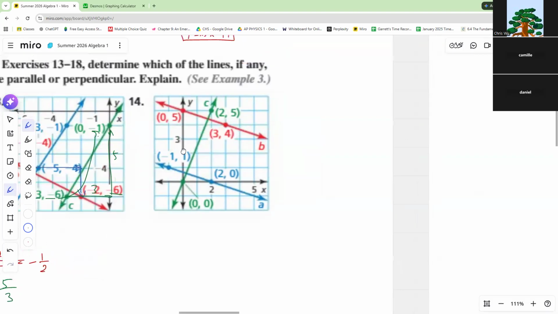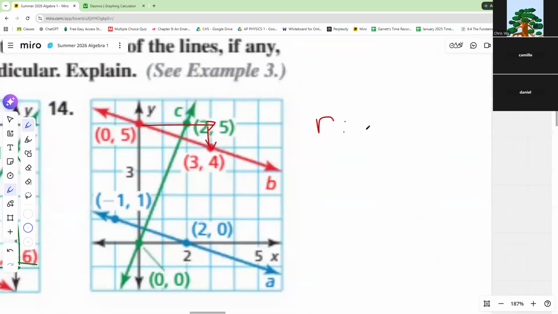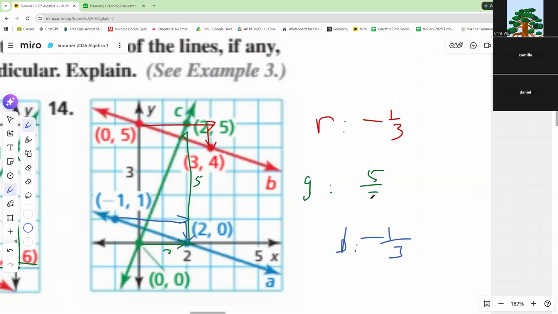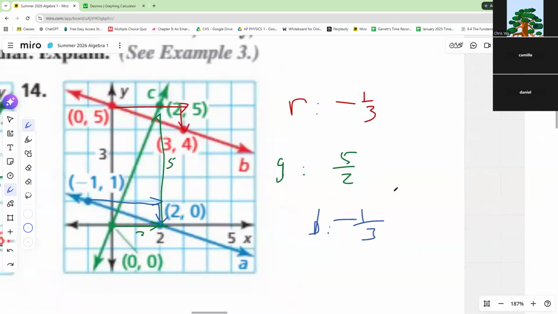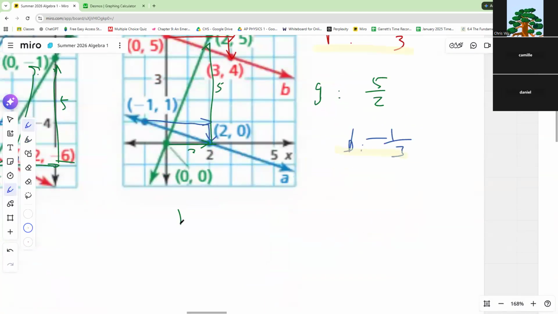So for the red one, we went 3 units to the right and 1 unit down, right? So the red one has a slope of -1/3. The blue one has a slope of, again, 3 units to the right and 1 unit down, so -1/3 again for the blue. And for the green, we went 2 units to the right and then 5 units upward. So the green has a slope of 5/2. And 5/2 is not a reciprocal to any of these, right? However, these two are indeed the same, so they're parallel. So we can say the red is parallel to the blue, but nothing else.